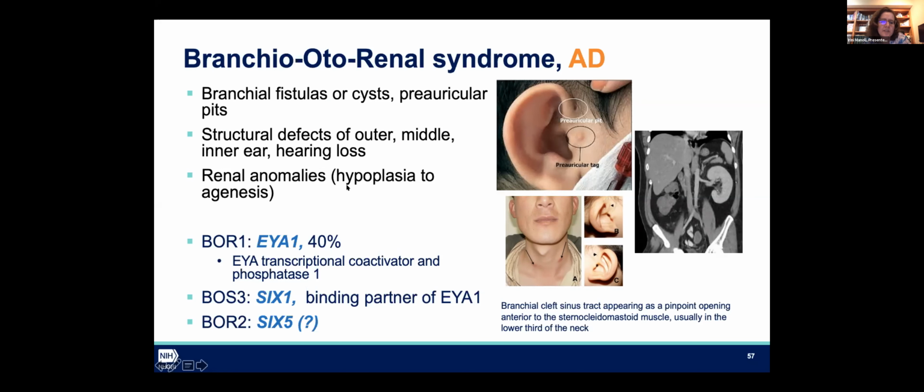Hypoplasia or agenesis. And then the EYA1 gene is seen mutated in 40% of the cases, autosomal dominant, and its binding partner, SIX1. The report of SIX5 causing it is currently disputed because the case report describing SIX5 had a CNV in EYA1. So that's Branchio-Oto-Renal syndrome.